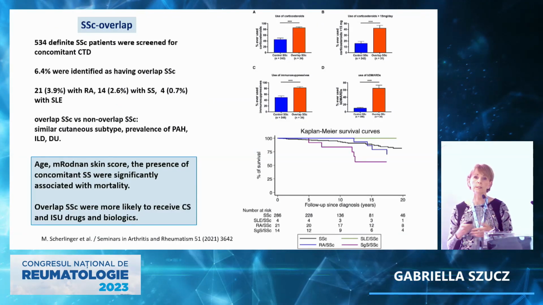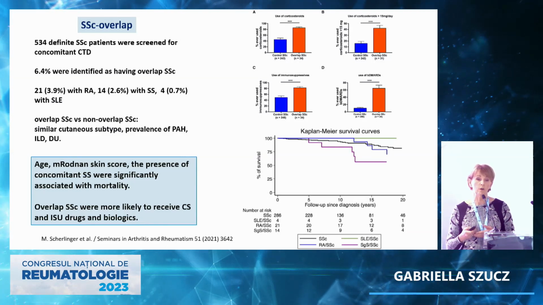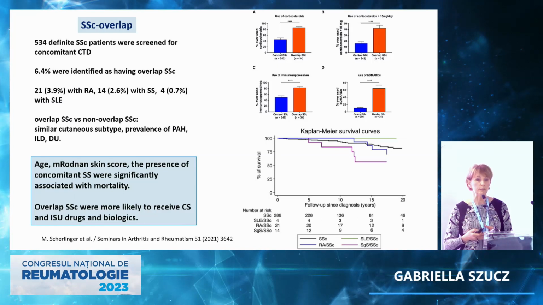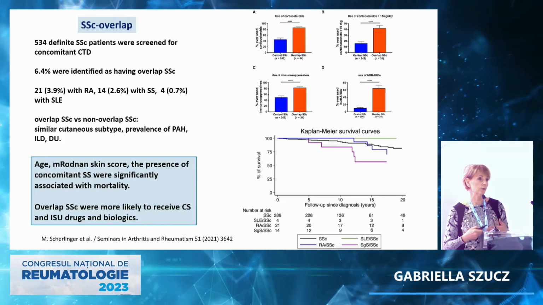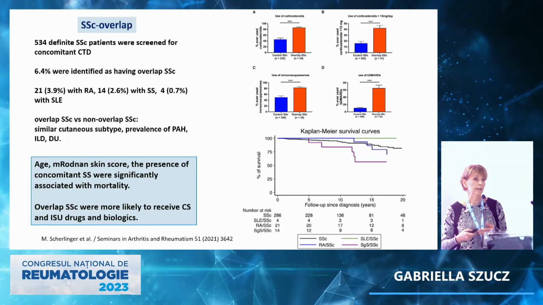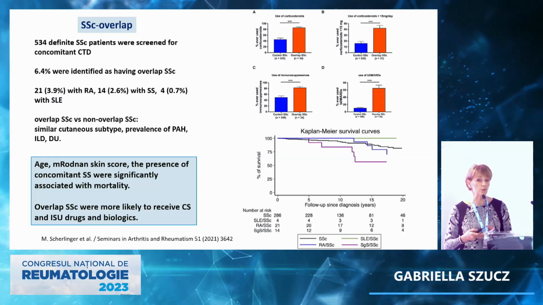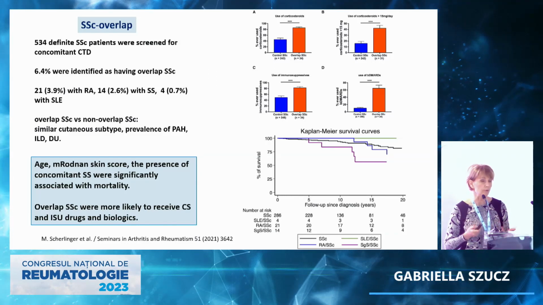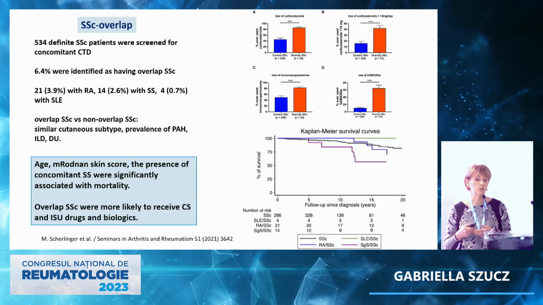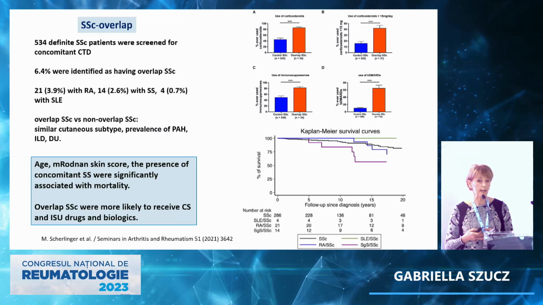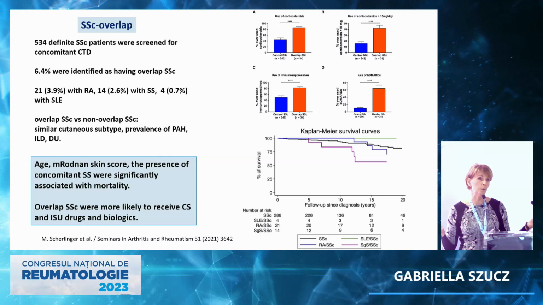What do we know about the scleroderma overlap? It's an evaluation involving more than 500 systemic sclerosis patients, who were screened for concomitant CTD, and 6.4% of the patients were identified as having overlap syndrome. And this was rheumatoid arthritis, Sjögren's syndrome, and SLE overlap. And it was an evaluation of the survival of these different populations.